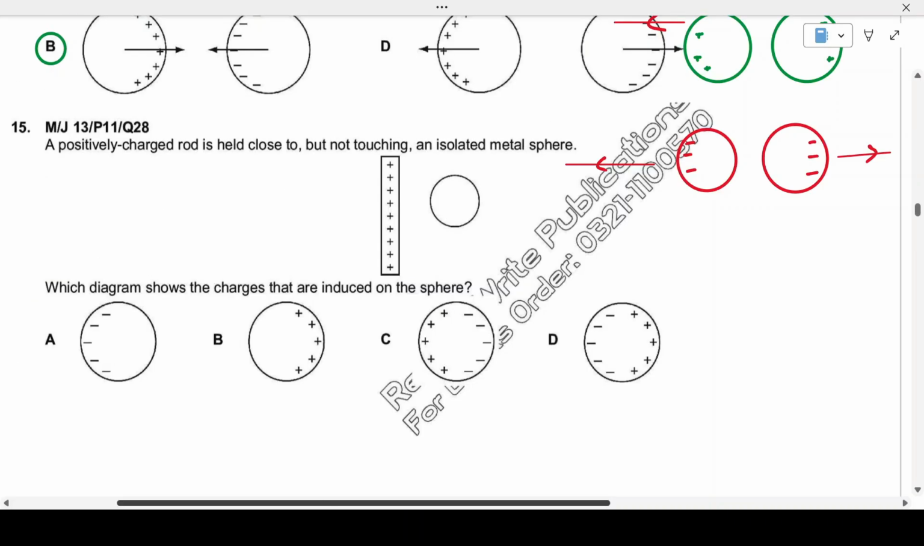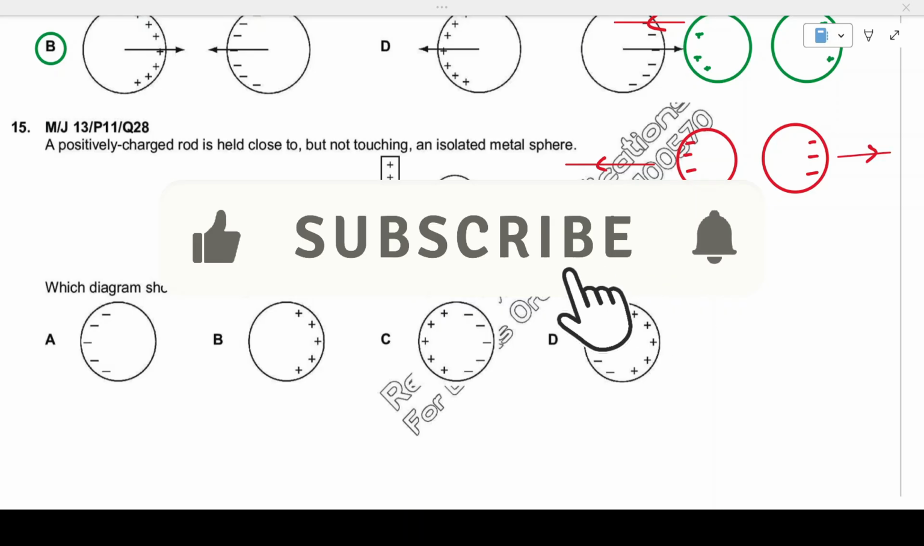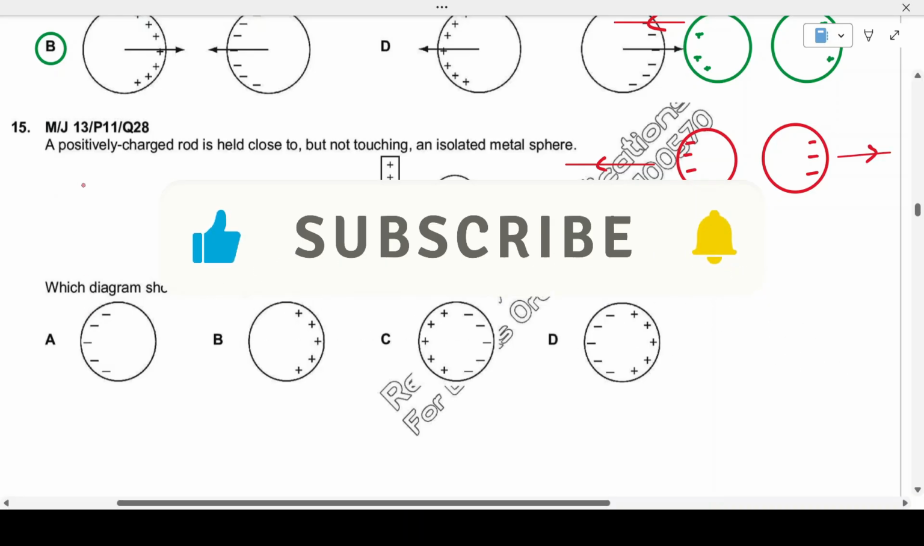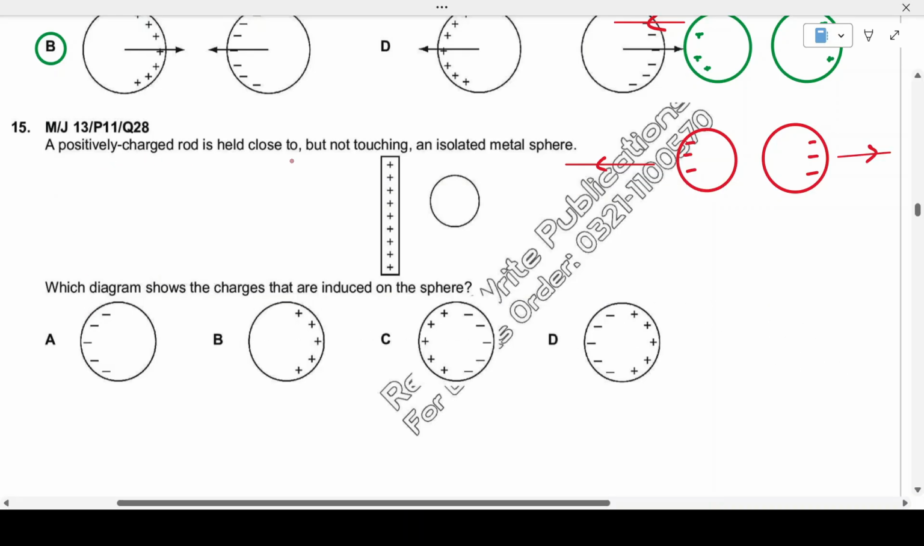Question number 15. A positively charged rod is held close but not touching an isolated metal sphere which is not earthed. There is no earth wire with the sphere. So the sphere would still be neutral.